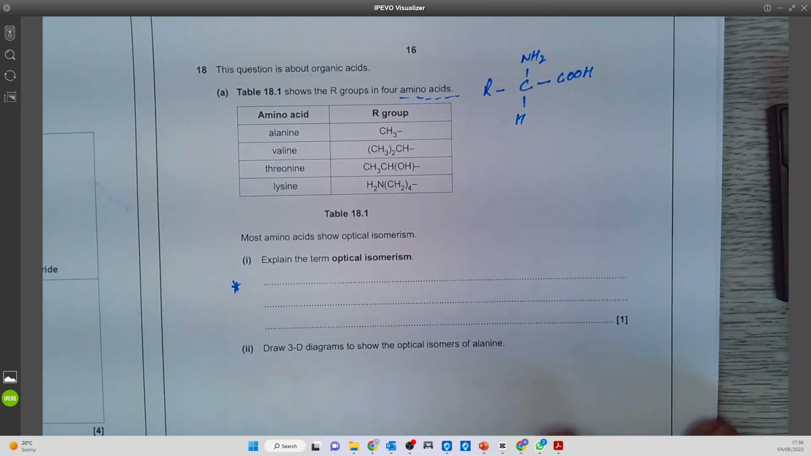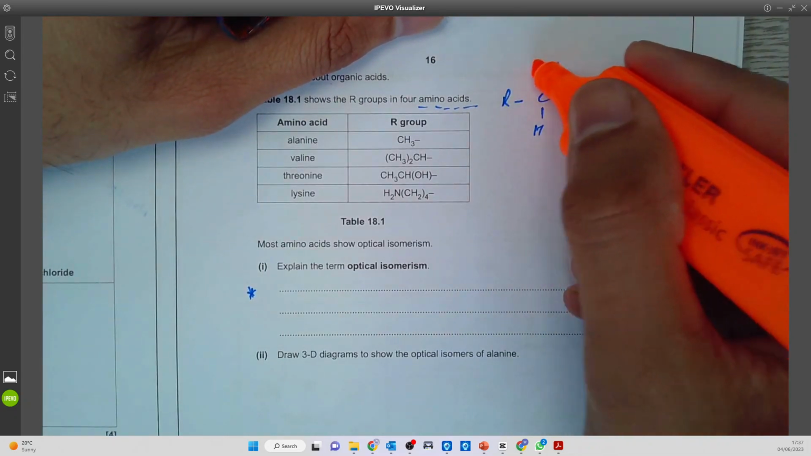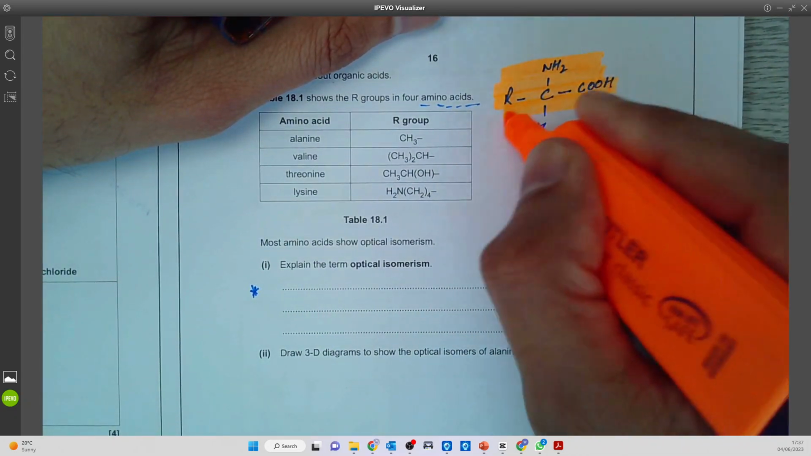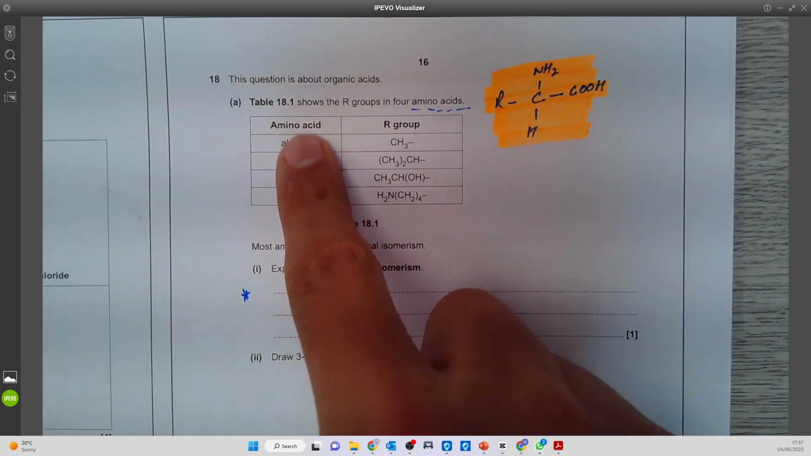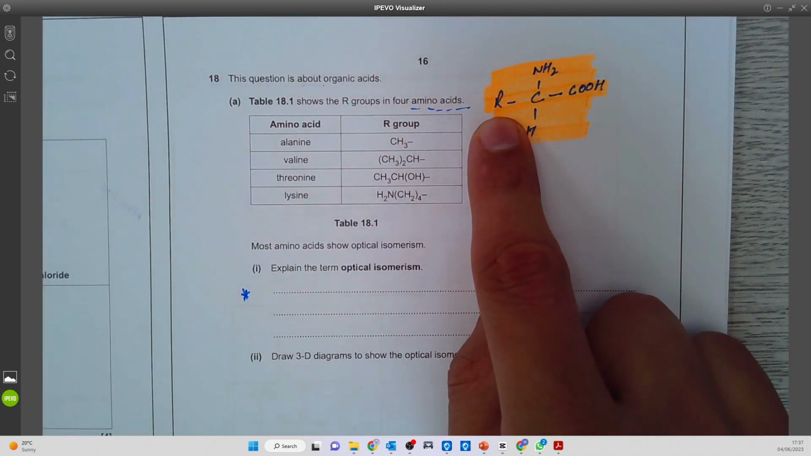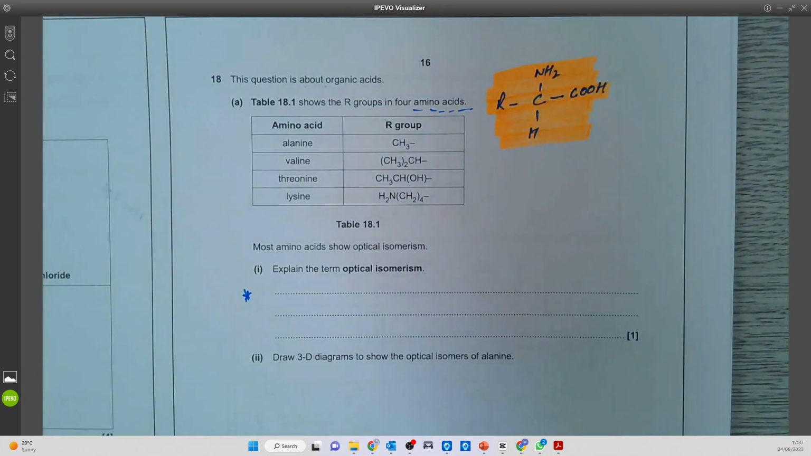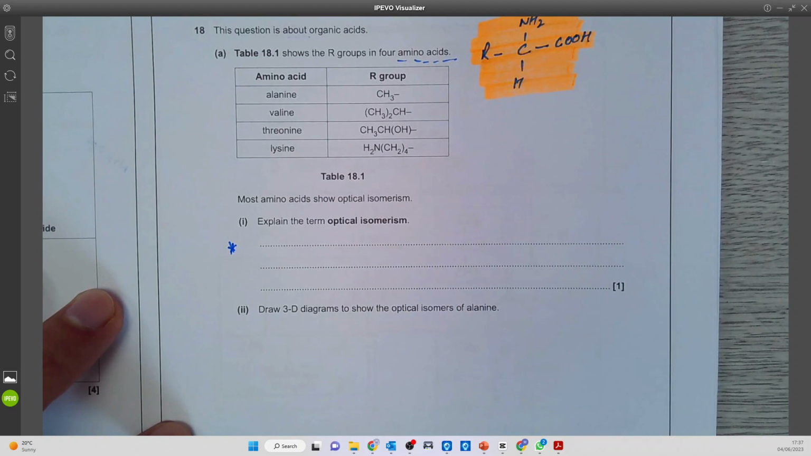On this question, you'll have to memorize one thing. And if you would not know this, you will not be able to answer this question at all. This is the structure of alpha amino acids. This is the requirement that you must know. So here, this question is about organic acids, and they've given us 4 different acids, but they've not given us the whole structure. All they're telling us is the R group for each one of these. Let's quickly write down the answer for the first one. You just have to memorize this.